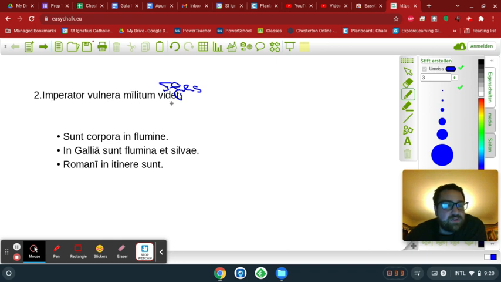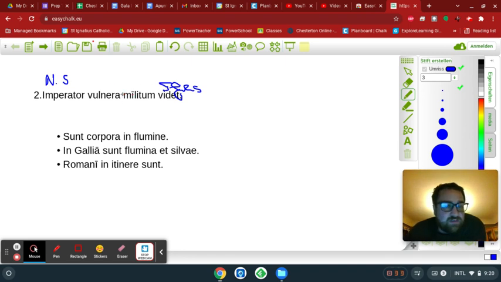Imperator vulnera militum videt. Imperator, thankfully, is another non-neuter word. So at least I know when I see imperator that has to be a nominative, and it's a singular, and so videt, that again works out. It's nominative singular. So the emperor sees. Now, whatever the emperor sees has to be in the accusative.